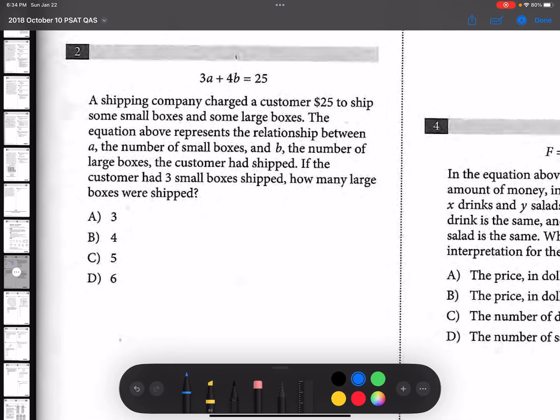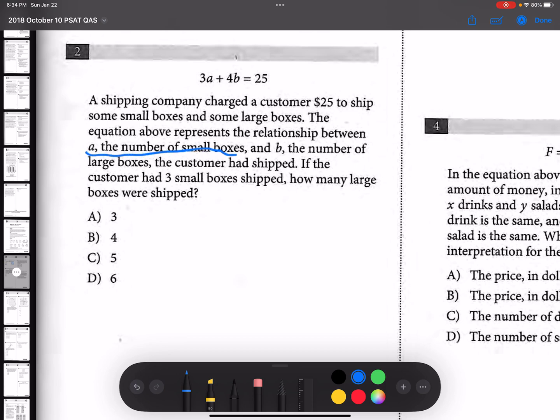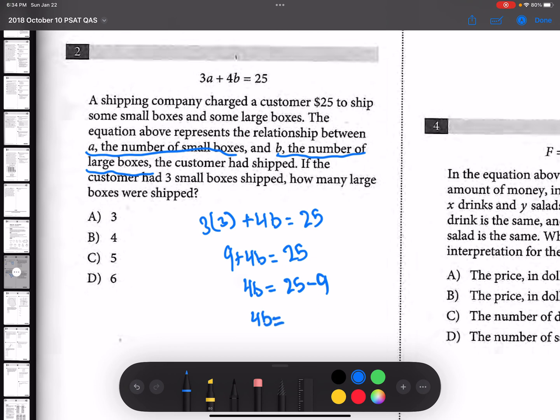Okay, number 2. Number of large boxes. So A is the number of small boxes, and B is the number of large boxes. So that means it's asking 3 small boxes. So that means 3 times 3 plus 4B is equal to 25. 9 plus 4B is equal to 25. 4B is equal to 25 minus 9. So that means that 4B is equal to 16. So B is equal to 4. So our answer is B.